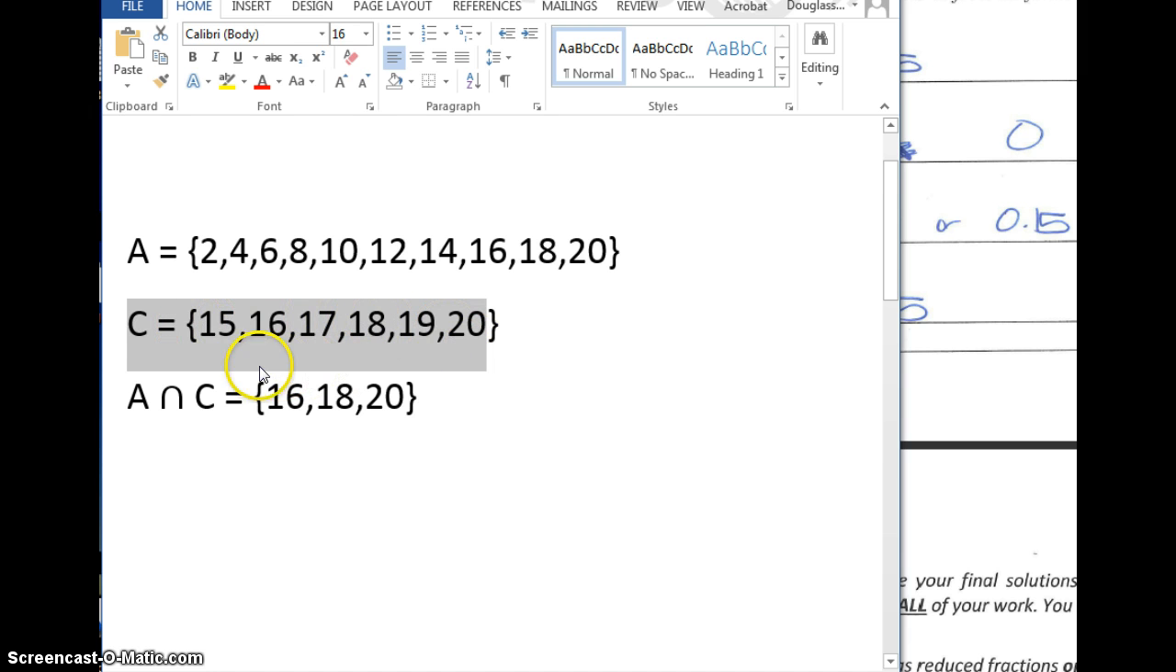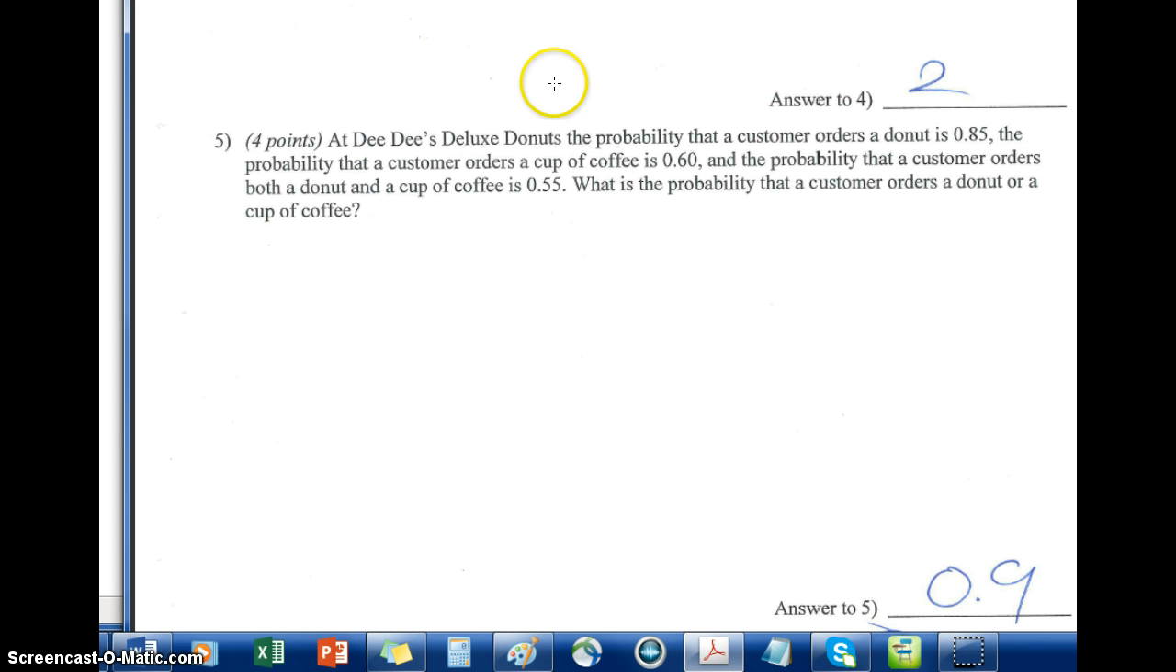So what's the probability of drawing something from A if this is all you have in your bag? And there are 3 things, 16, 18, and 20, are the 3 things in here that are from A. So the probability of A given C would be 3 out of these 6. So 3 out of 6 or 1/2. Make a Venn diagram to wrap your head around all the numbers in this one.